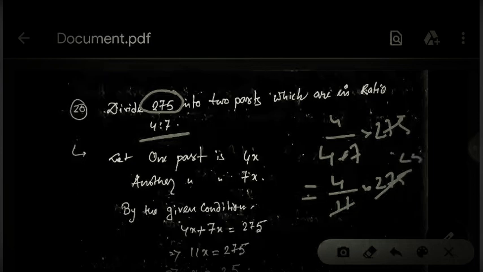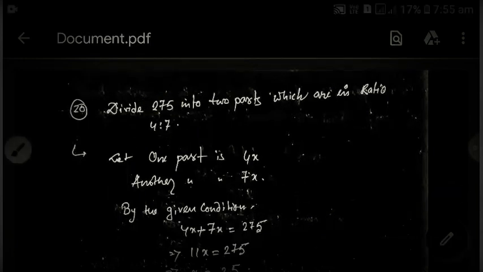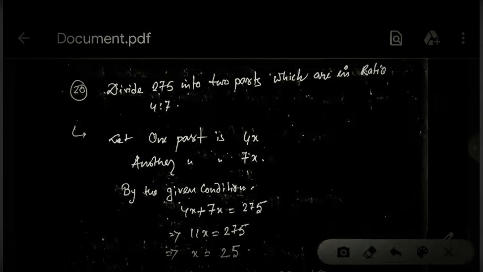That will be 25, and 25 times 4 will be 100. Another part will be 7 by 11 into 275, and that will be 175. In this way you can do that, or there is another method, using some calculation of ratios.